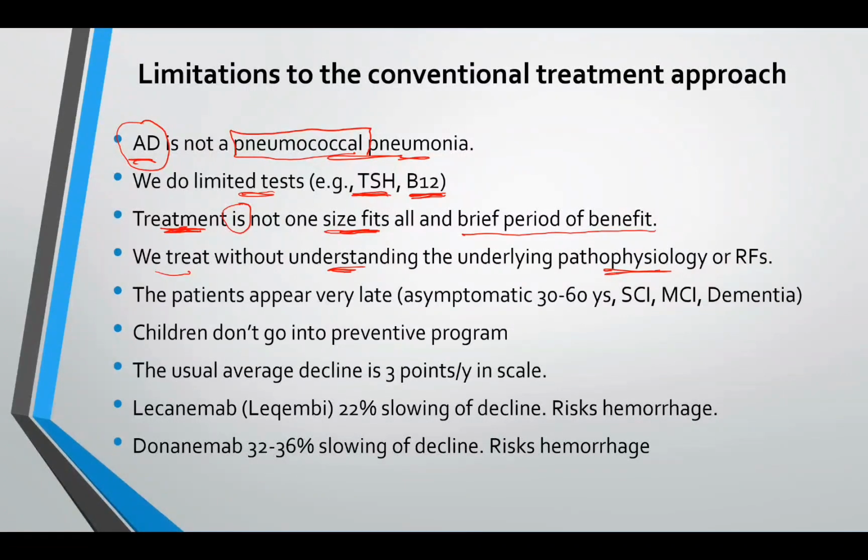The patient appears very late. Usually, the disease happens in these stages. There is one stage we call the asymptomatic disease stage, which occurs between 30 years and 60 years. So during this period of time, which is approximately 20 years, the Alzheimer's disease has already started to happen in the brain, before any symptoms appear.